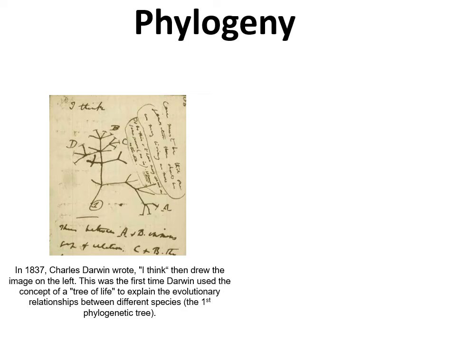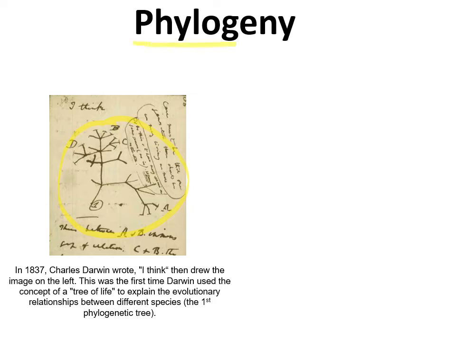Phylogeny. Back in 1837, in Charles Darwin's notebook, he drew this image, which looks like a tree with different branches on it. He wrote, "I think," beside it. And this essentially was the first phylogenetic tree.